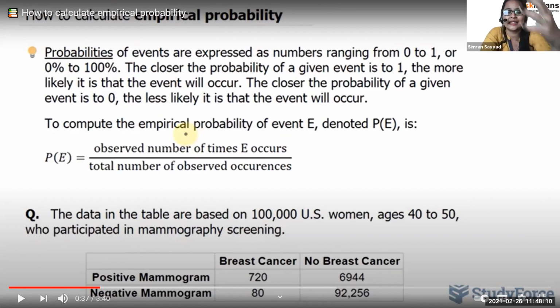So for that, they have made a formula: P of E, the probability of an event, is the observed number of times E occurs upon the total number of observed occurrences. So let's illustrate this.